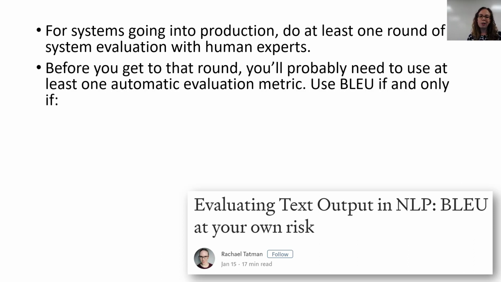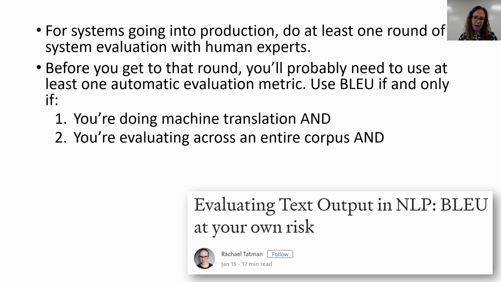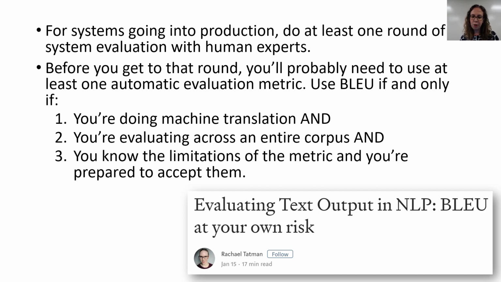But you are still going to want an automatic metric to use as you're training and before you get to that point, because human evaluation is more expensive. And so she says to use BLEU if and only if you're doing machine translation. I think the issue is people sometimes apply it to other Seq2Seq tasks, which is not what it was developed for. You're evaluating across an entire corpus, and you're familiar with the limitations. You know this is not a perfect metric.